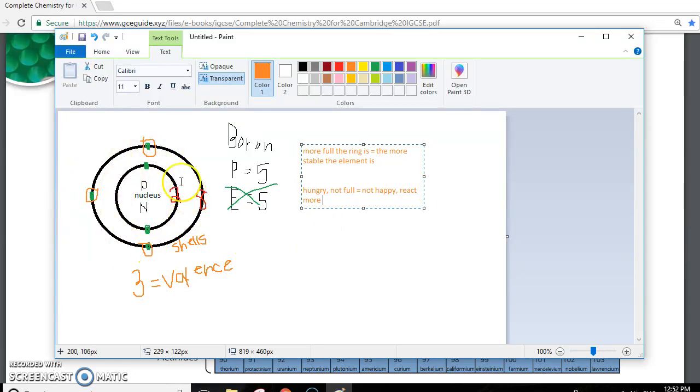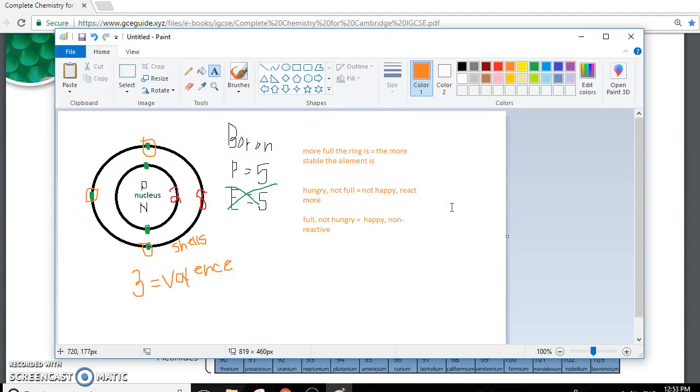So look here at boron. It could have up to 8. It's hungry. It's not full. So boron is going to be a reactive element. How reactive? We'll talk about that later. Now if it were full, not hungry, you tend to be pretty happy. Non-reactive. You tend to let things go, laid back. So that's kind of a way that I always tell my students to remember.